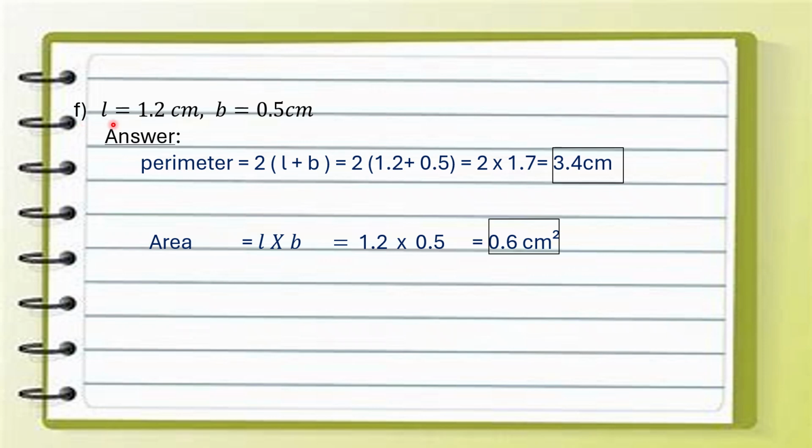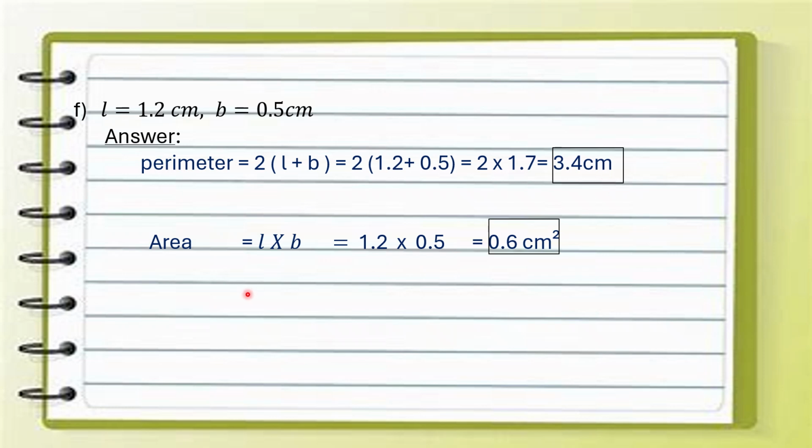Next sum: L equals 1.2 centimeter, B is equal to 0.5 centimeter. So we are going to calculate the perimeter first. What is the formula? That is 2 of L plus B. So we just substitute the values of L and B. So 2 of 1.2 plus 0.5. So 1.2 plus 0.5 is 1.7. So 2 into 1.7 is 3.4 centimeter.